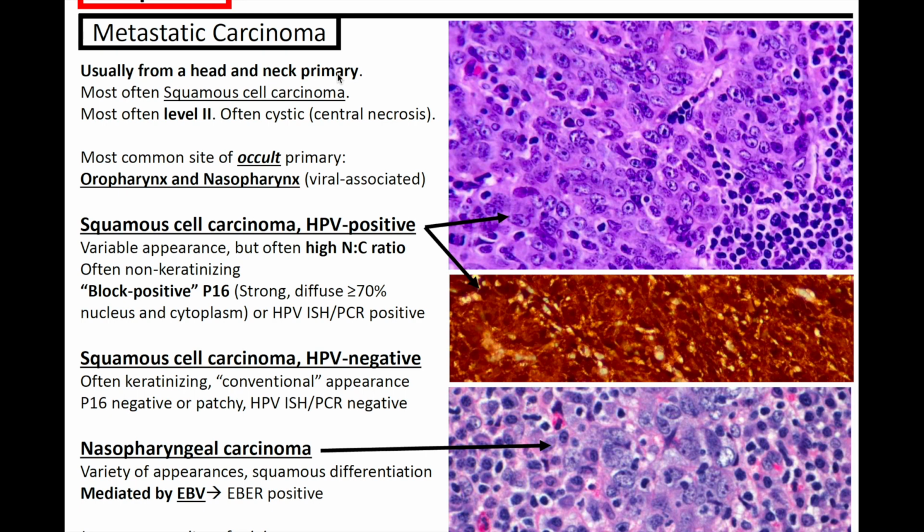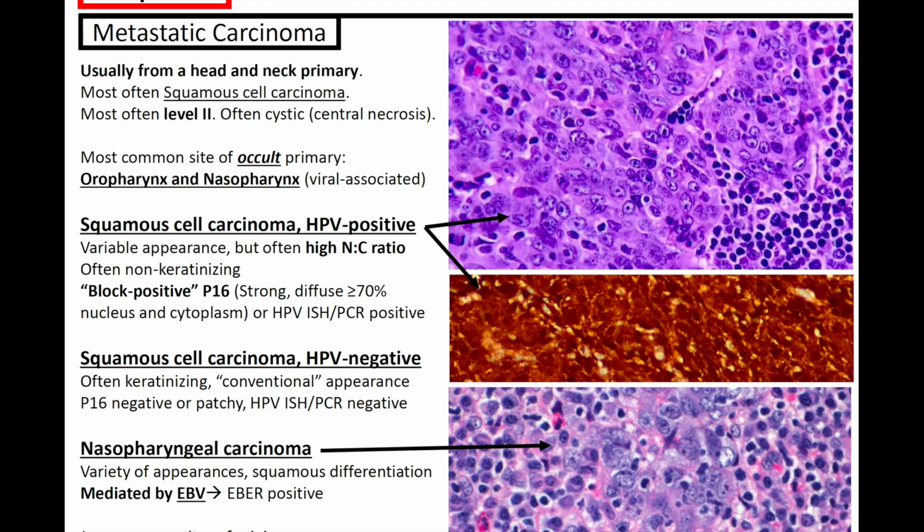And when we're talking about viral associated, we're thinking HPV, right? So you can have squamous cell carcinoma, which is HPV positive, or you can also have squamous cell carcinoma, which is HPV negative. HPV positive is going to have a variable appearance, but often has a high nuclear to cytoplasmic ratio, and it's often non-keratinizing.